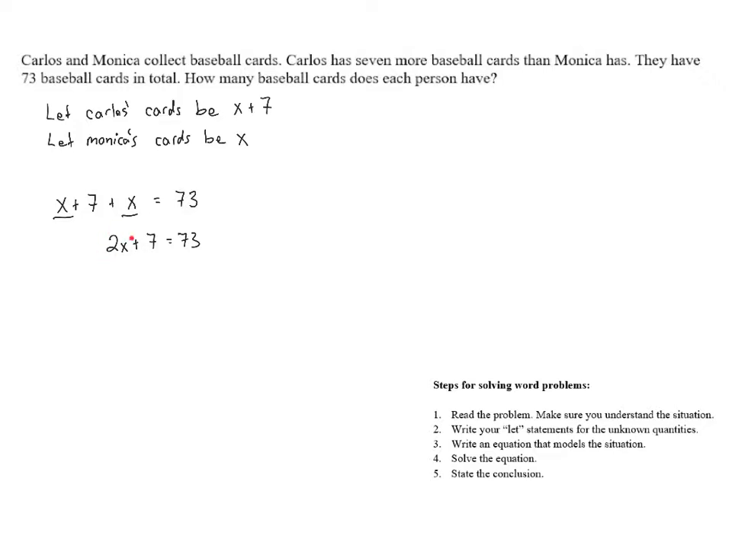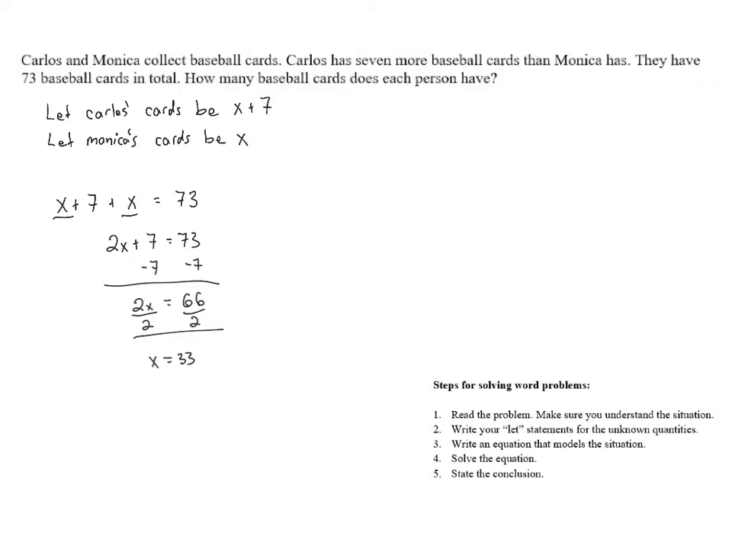Now we want to get the x term alone, so we've got to get rid of this 7. We can do that by subtracting 7 on both sides. Leaves us with 2x on the left. 73 minus 7 is 66. And then to get x alone, we divide both sides by 2. This tells us that x is 33.